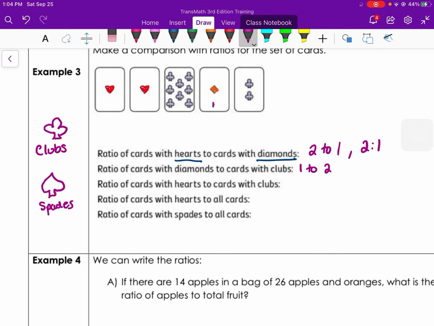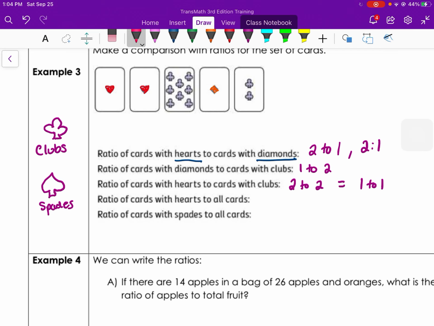Cards with hearts to cards with clubs. There are 2 cards with hearts to 2 cards with clubs. This one simplifies to a 1-to-1 ratio. For every heart you have a club. They match up. There's 1 here and 1 here, 1-to-1. So you can simplify that ratio.